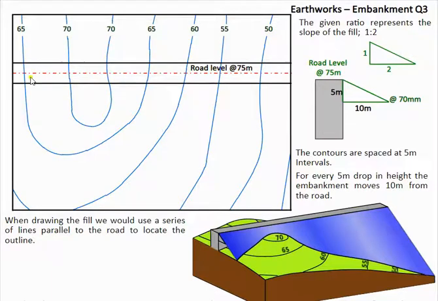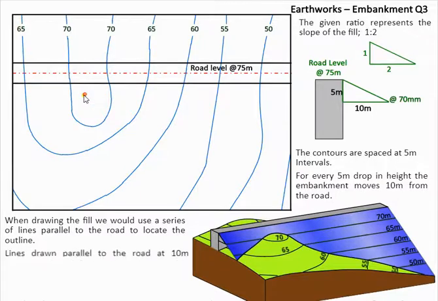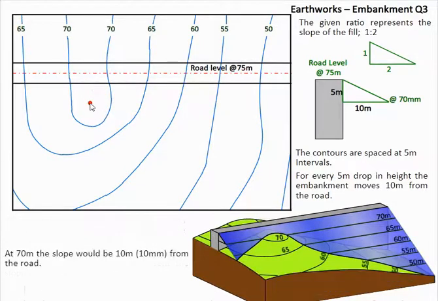What we'll notice here is there's no contour line shown at 75. So in the 3D graphic here, you'll notice all the section here is covered with fill or embankments. The first line here we measure out will be at 70, so we're going to be measuring out 10 mils here.